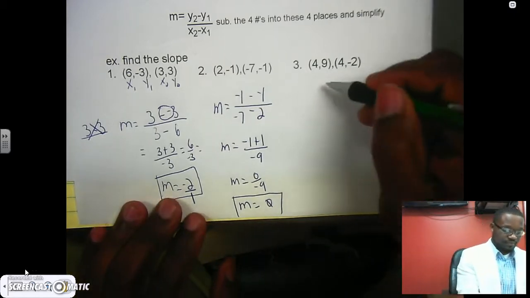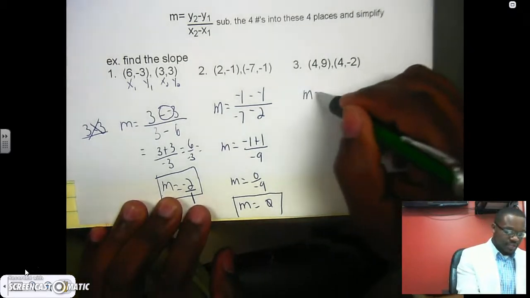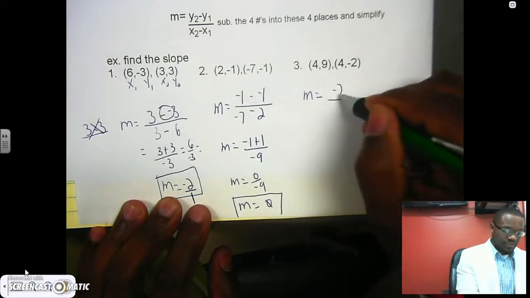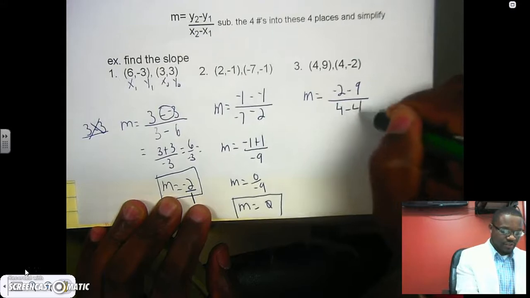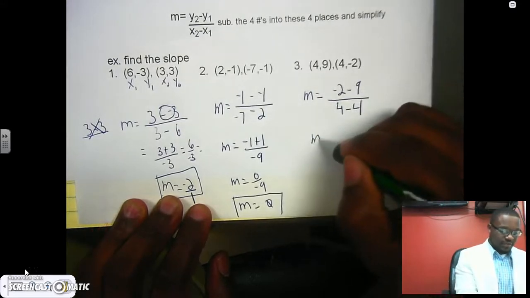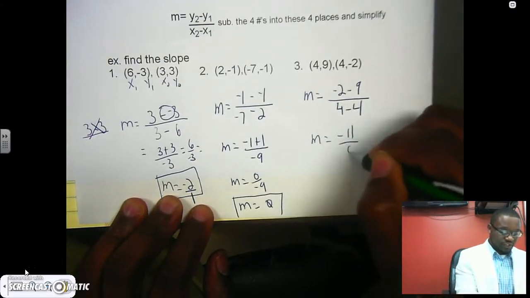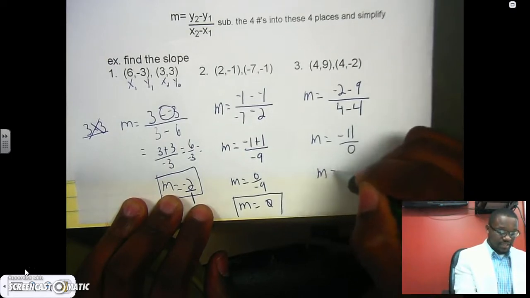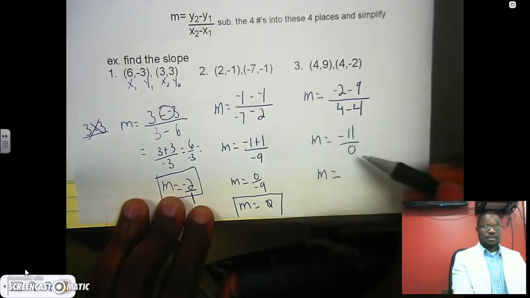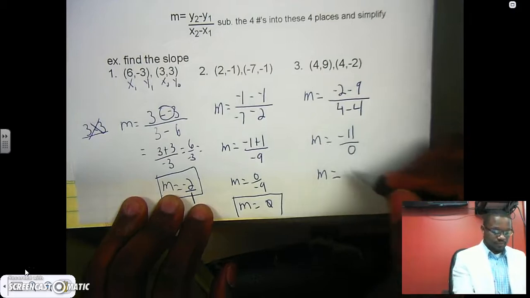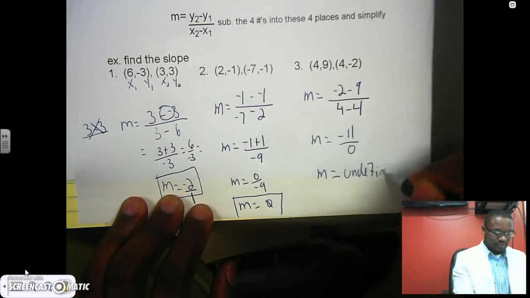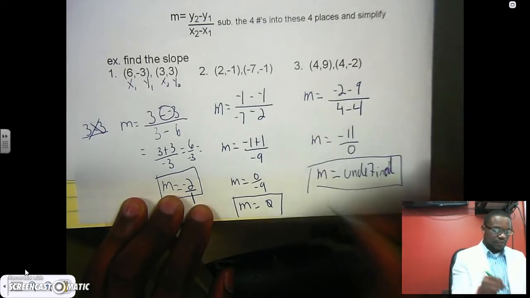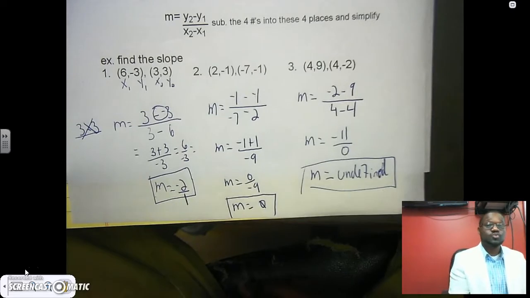Number 3. M equals -2 minus 9, 4 minus 4, and you get M equals -11 over 0. Whenever you get 0 in the bottom or the denominator, that means your slope is undefined. Oops, that's undefined. Alright, so that's how you find the slope using 2 points.